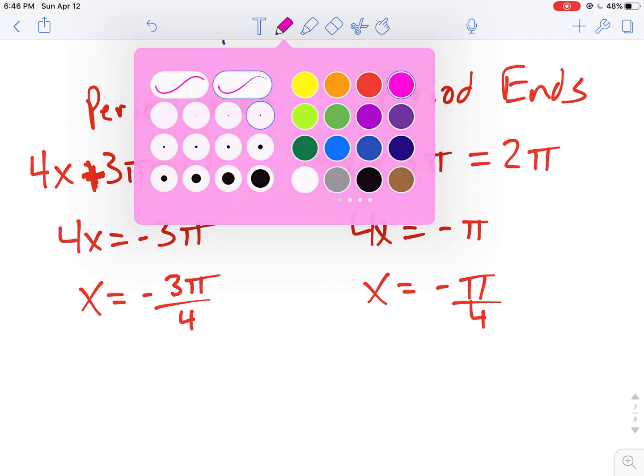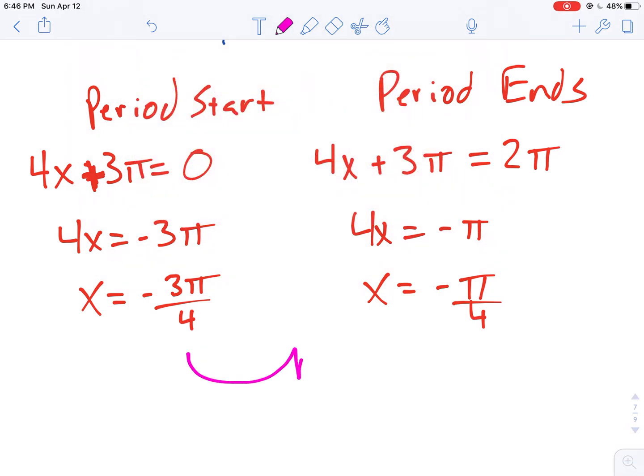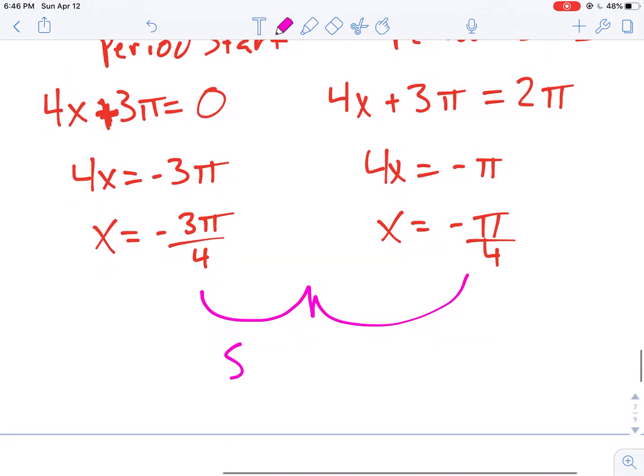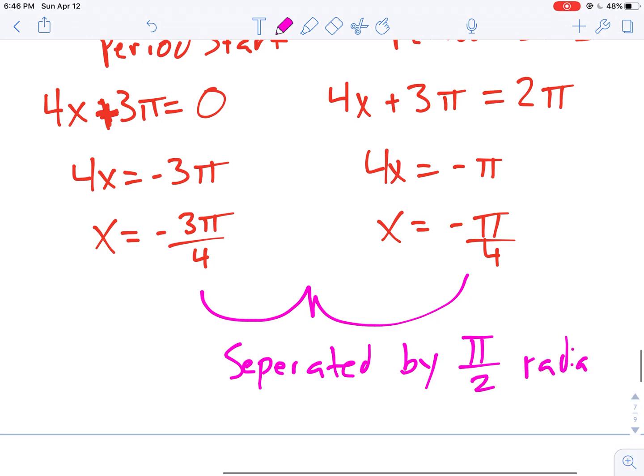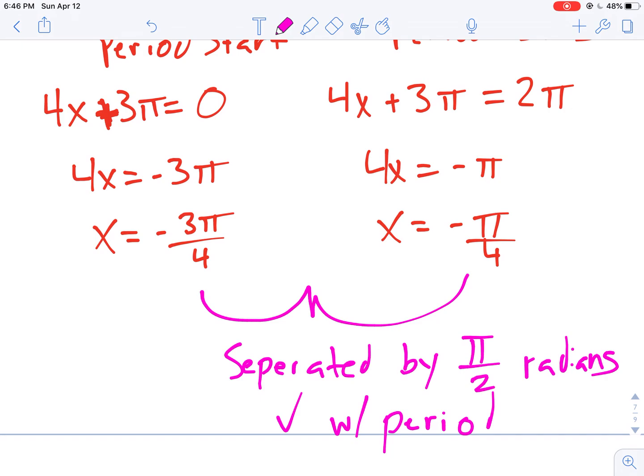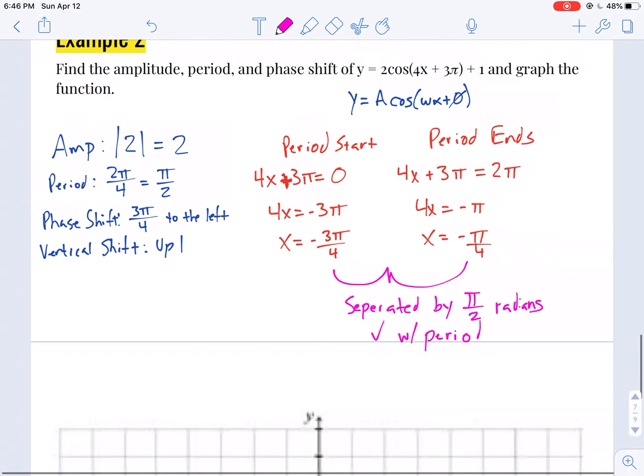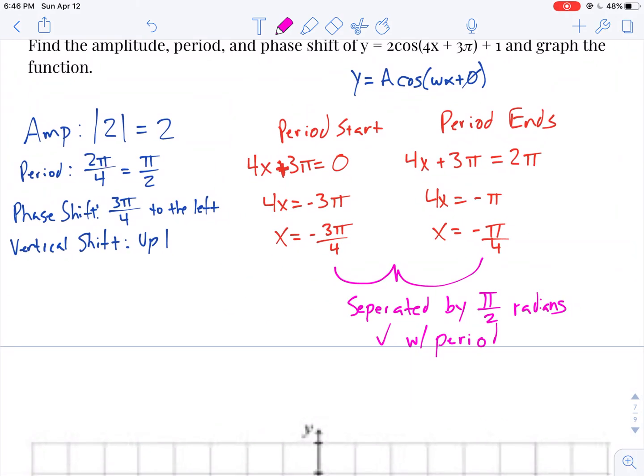Quick check of myself. This is separated by pi over 2 radians. This checks with the period. So my period should be pi over 2. My start point and end point are still there. So far I'm feeling pretty good about this function. I have a start point and an end point which matches up really, really well with my period.